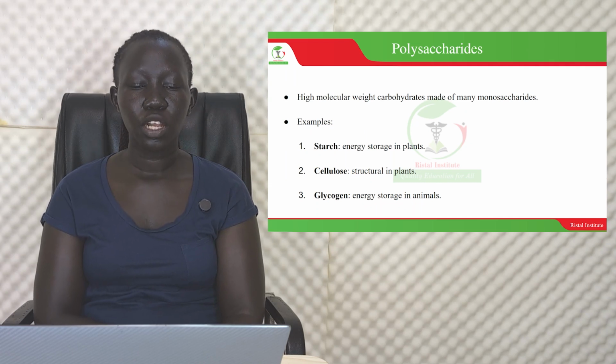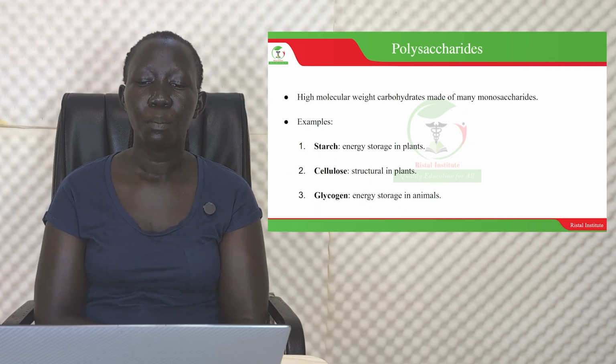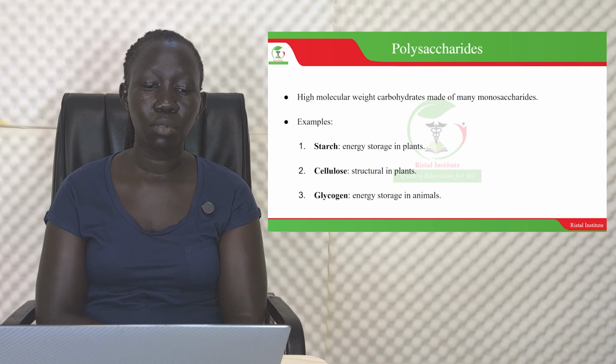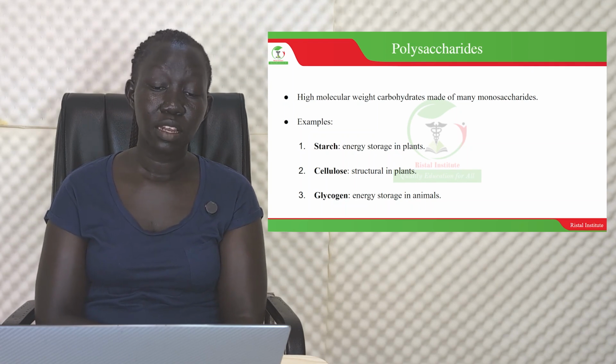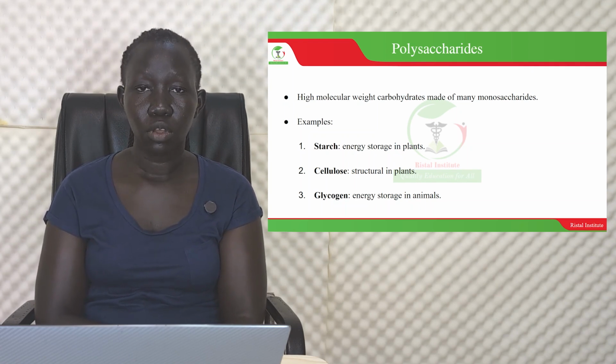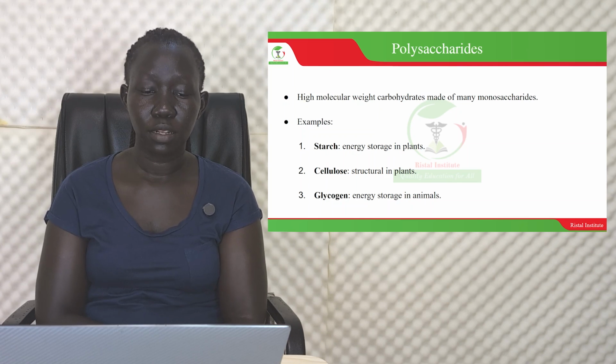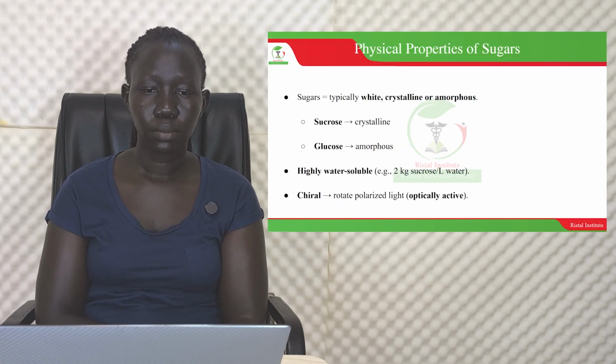Polysaccharides. These are high molecular weight carbohydrates made of many monosaccharides. Here are the examples. We have starch, which provides energy storage in plants, cellulose, important for the structure of plants, and glycogen, energy storage in animals.